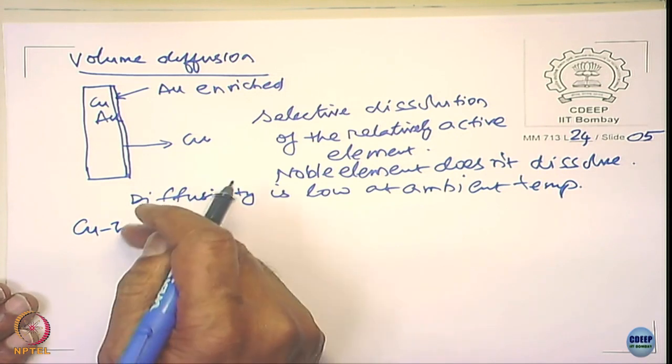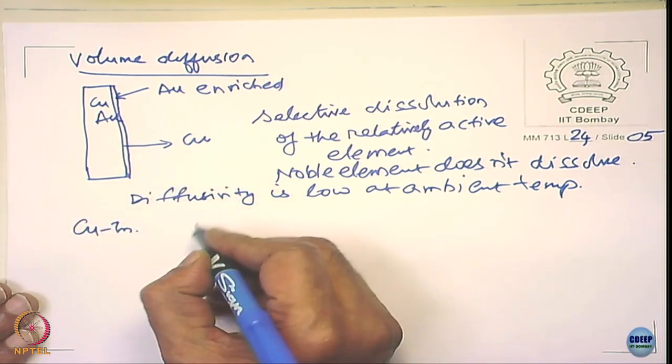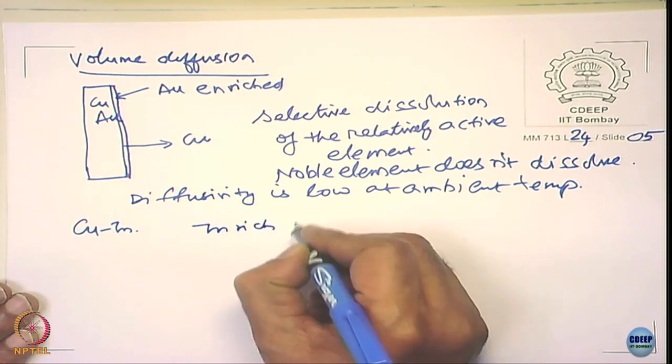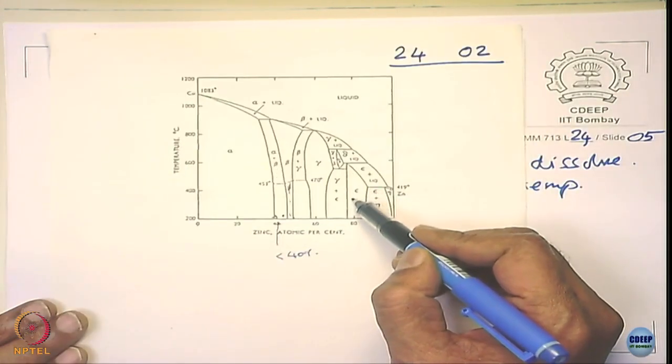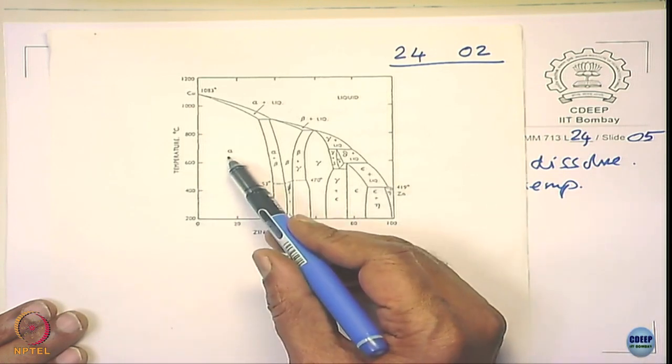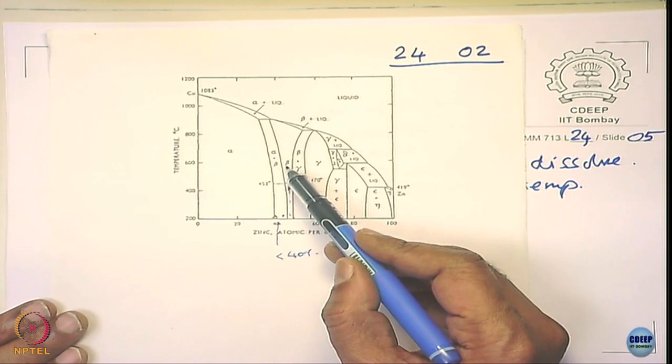But however, what people have done, they have noticed that when there is dealloying taking place, people have observed change in the phases. For example, if I take copper zinc system, I take zinc rich alloy, and when it dissolves, what happens? Just look at the phase diagram here, right? If I take an epsilon alloy here, then the surface will be alpha, then alpha plus beta, beta plus gamma, and gamma.